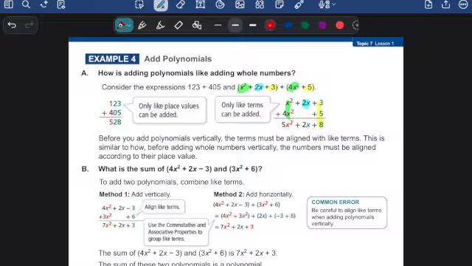You can regroup them. So then just using the associative property, regroup all of your x squared terms together, regroup your linear terms together, and regroup your constants together. Just make sure you keep track of the signs in front of the term.